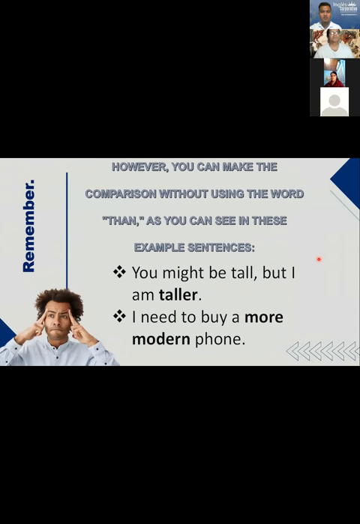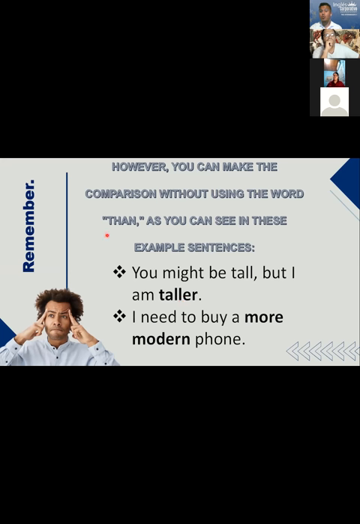So let's move on. However, it says you can make the comparison without using the word than. Eso es lo que les decía. Hay veces podemos hacer comparaciones sin utilizar la palabra than. No significa que solo porque no la utiliza, va a estar mal. But let's see the examples. It says, you might be tall, but I am taller. Tú podrías ser alto, pero yo soy más alto.